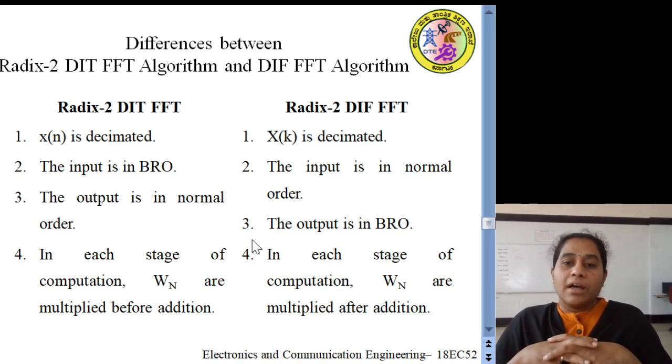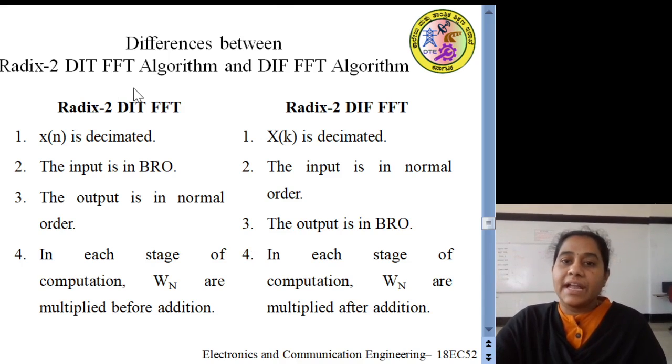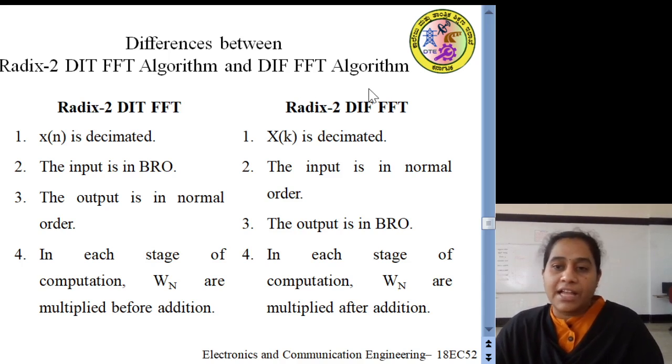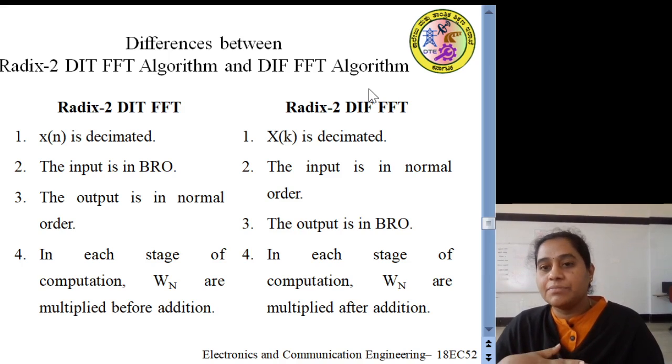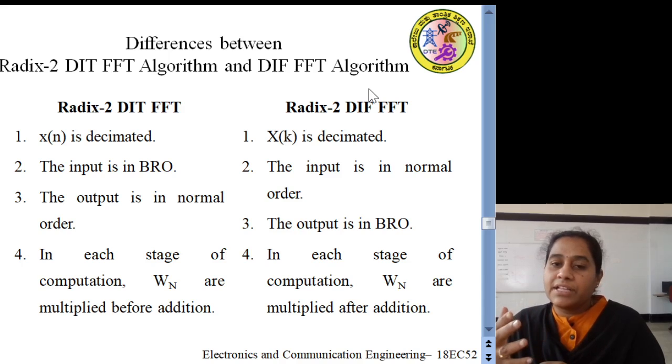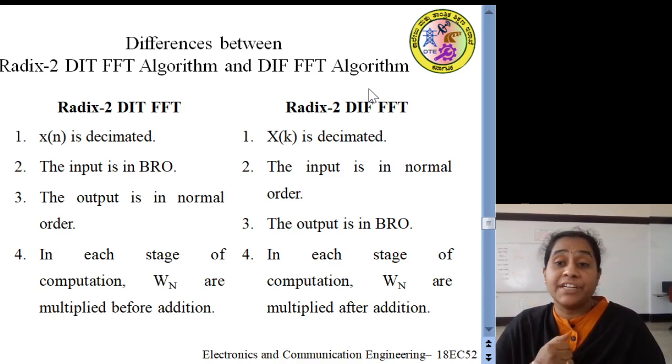Now let us see some of the differences between the radix 2 DIT FFT algorithm and the radix 2 DIF FFT algorithm. As we know, these two come under radix 2 FFT algorithms, which come under the divide and conquer approach of finding DFT. These two algorithms were given by Cooley and Tukey in their work on the FFT algorithm. We can consider this whenever the value of N is a composite number.